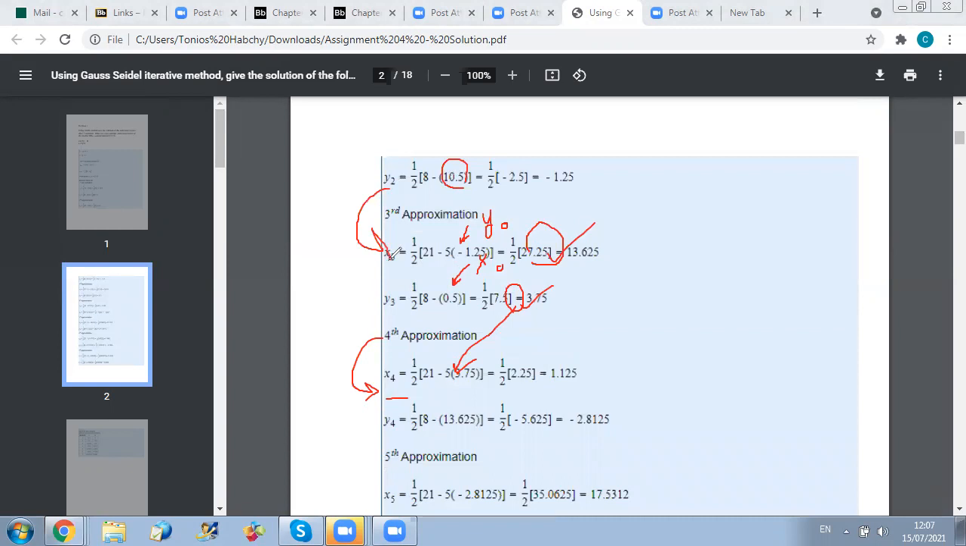You will move to the third iteration. Now in the third iteration, in the x equation you use y2, and in the y equation you use x2. Etc.